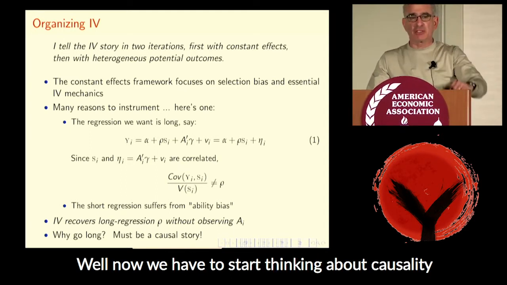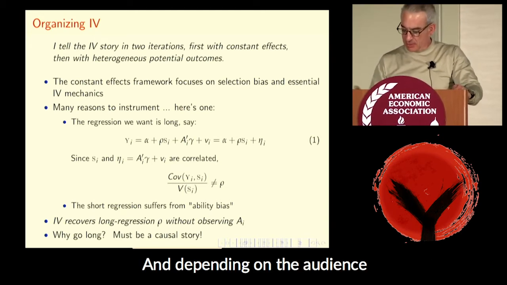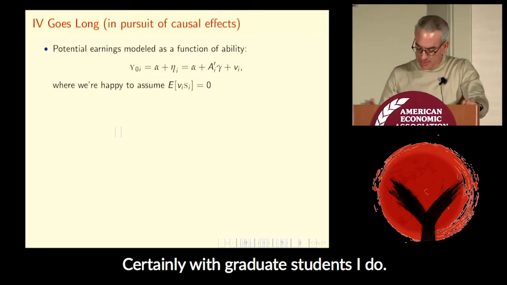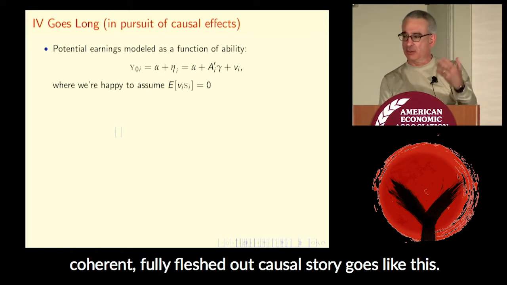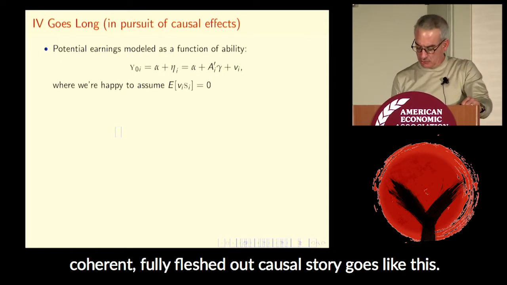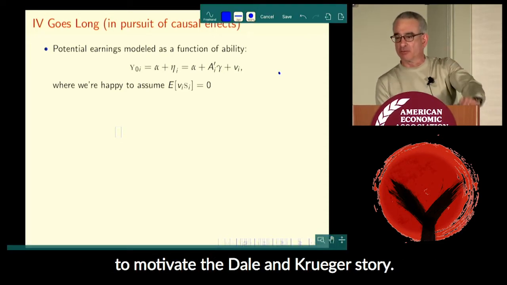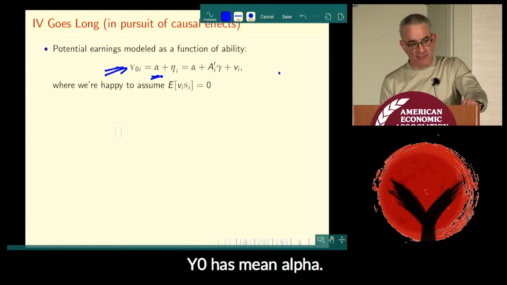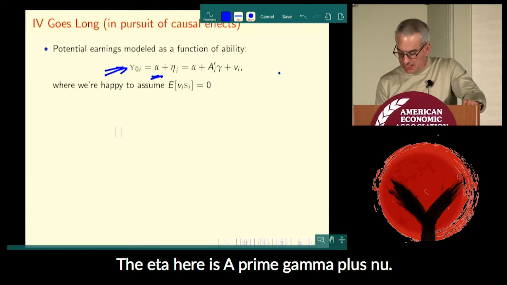Well, now we have to start thinking about causality and potential outcomes. And depending on the audience, I may spend time on this or not. Certainly with graduate students, I do. The simple model that turns this into an explicit, coherent, fully fleshed out causal story goes like this, and this is very much the model that I used to motivate the Dale and Krueger story. Y0 is a mean alpha. Again, I use Greek for parameters, also residuals. The eta here is A prime gamma plus nu.